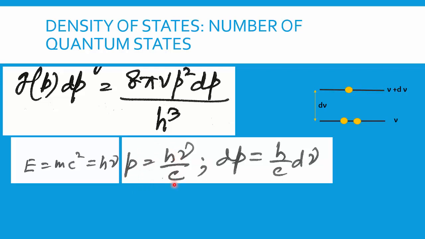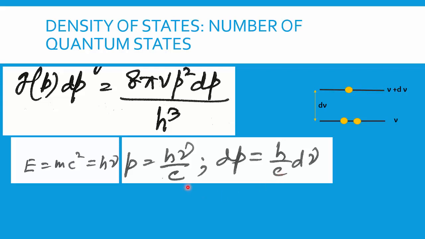Understood? Now why have I done this? Because I want to change the information of momentum to frequency, because my problem asked me to do that. Now because I have a dp term here, I have to change this dp to d nu, so I do the derivative. So dp is equal to h by c d nu. Why h and c? Because they are constant. h is Planck's constant and c is the velocity of light.